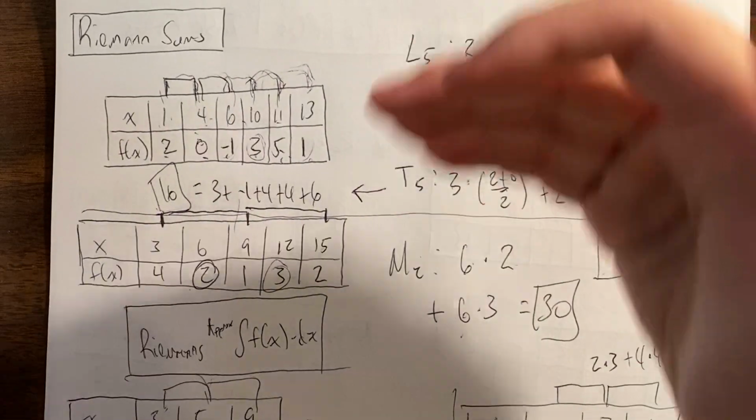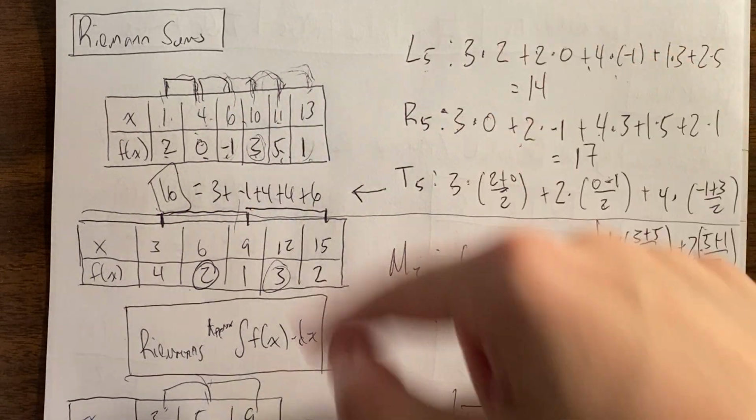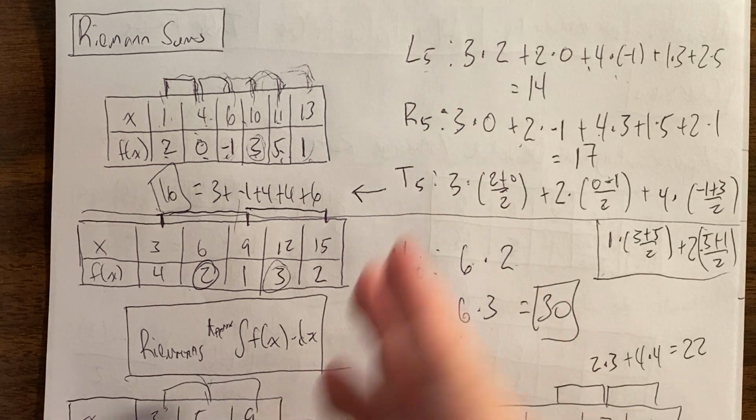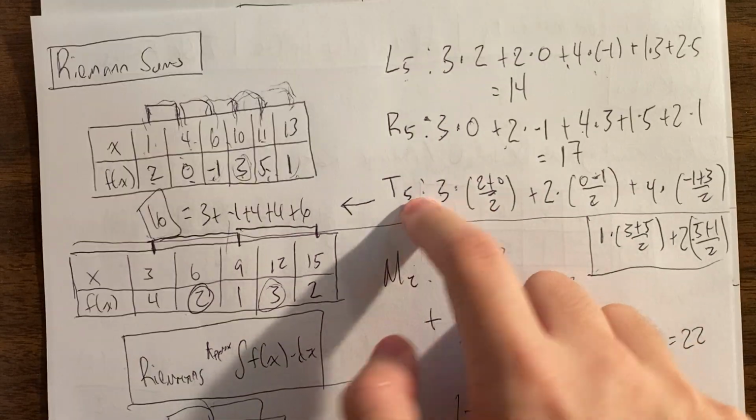Then we really focused on Riemann sums. We knew how to do each one: left, right, trapezoidal, midpoint. Again, the key is it's always the difference in the x's times different y values. Left, right, the midpoint value, or the average of the left and the right for trapezoidal.